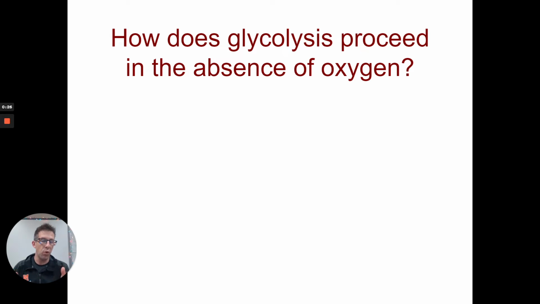We talked about the importance of oxygen as well in this process, and the fact that it's so important that it is listed in the chemical reaction for cell respiration. But what happens if this process does not have any access to oxygen? How does glycolysis or cell respiration attempt to proceed in the absence of oxygen?